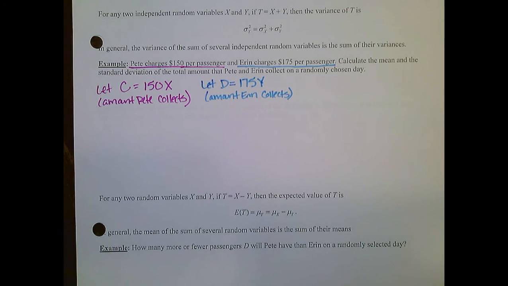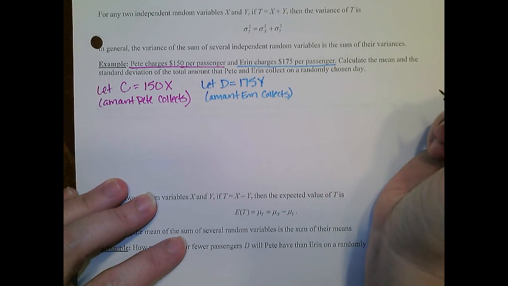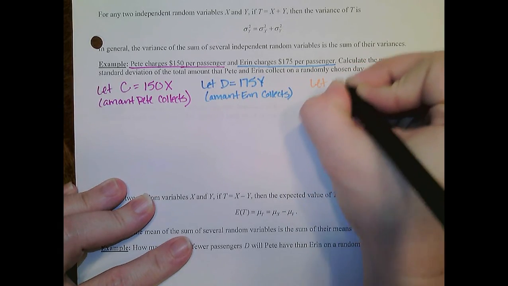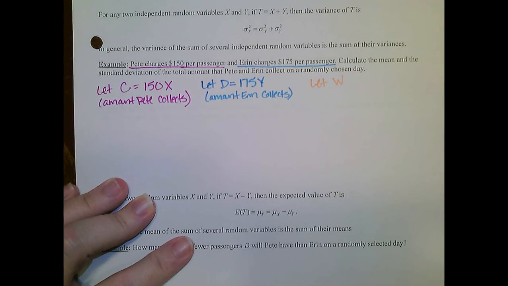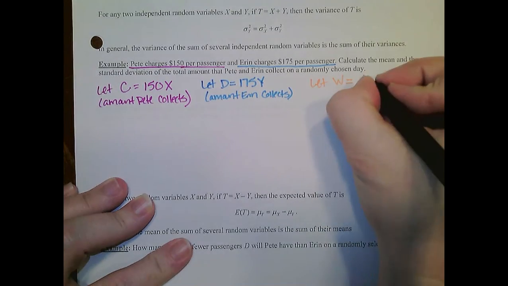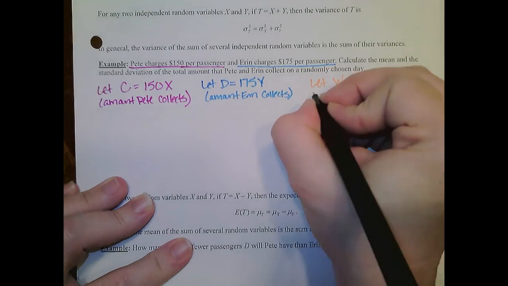And then once I have the amount that Pete collects and the amount that Aaron is collecting, to find the total amount that Pete and Aaron collect on a randomly chosen day, I would just add each of those. So I'm going to define one more random variable. We'll say W. And we'll call that the amount that Pete collects, C, plus the amount that Aaron collects, D. In other words, this is the amount they collect together.